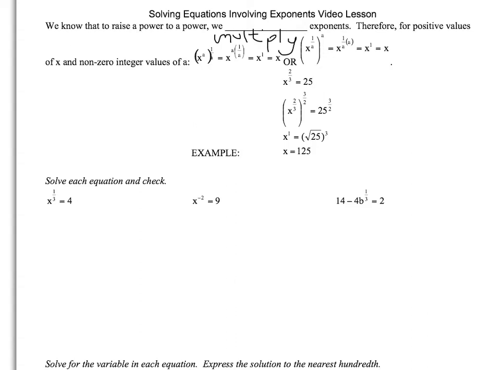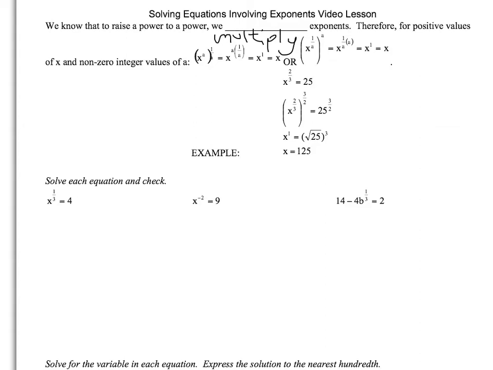Therefore, for positive values of x and non-zero values of a, what you're allowed to do is have x to the a, to the 1 over a power. Multiply exponents, which is what they're going to do right there. a times 1 over a is 1, which is just an x. That property is really going to help us solve these problems today.